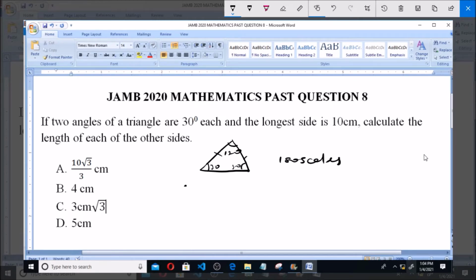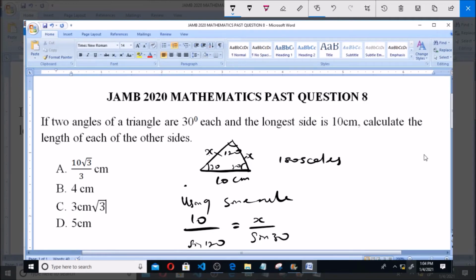And it said the longest side, definitely here will be the longest side of this triangle, is 10 centimeters. Now, using sine rule, since both these base angles are equal, this side is equal to this side. Let's call both sides x. So using sine rule, we have 10 over sine 120 is equal to x over, picking any one, sine 30 degrees.